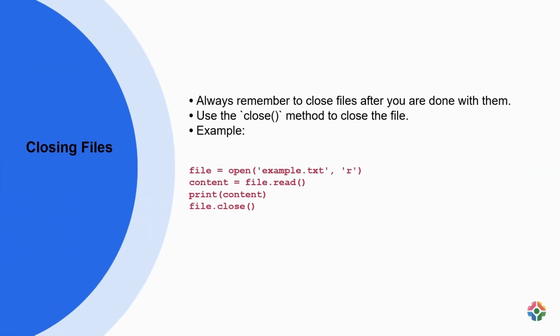When working with files in Python, it is crucial to close them properly after usage to free up system resources. This can be done by calling the close method on the file object. Failing to close files may lead to memory leaks and potential issues with file locking. For instance, in the presented code snippet, after opening a file named example.txt in read mode and reading its content, the file is closed using the close method. By doing so, the file is properly closed once its content is retrieved, ensuring that resources are released.